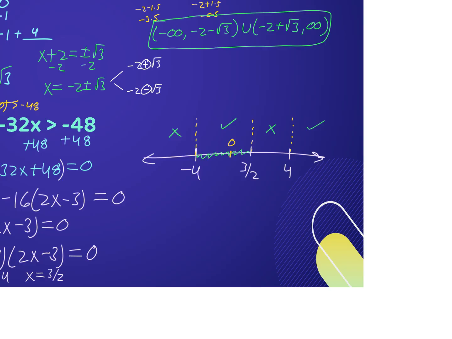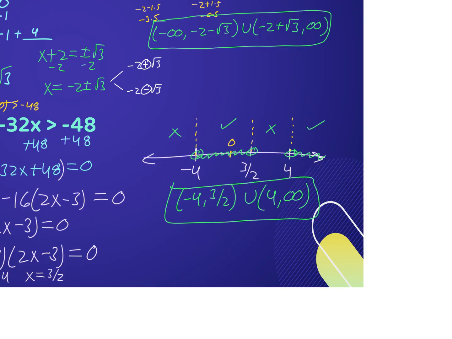So I'm going to shade where it works. And because this is a strict inequality, I'm going to have open circles all around. And then from left to right, it's going to be negative 4, comma 3 halves with parentheses, union 4, comma infinity, also with parentheses. And this is our answer in interval notation, going from left to right.